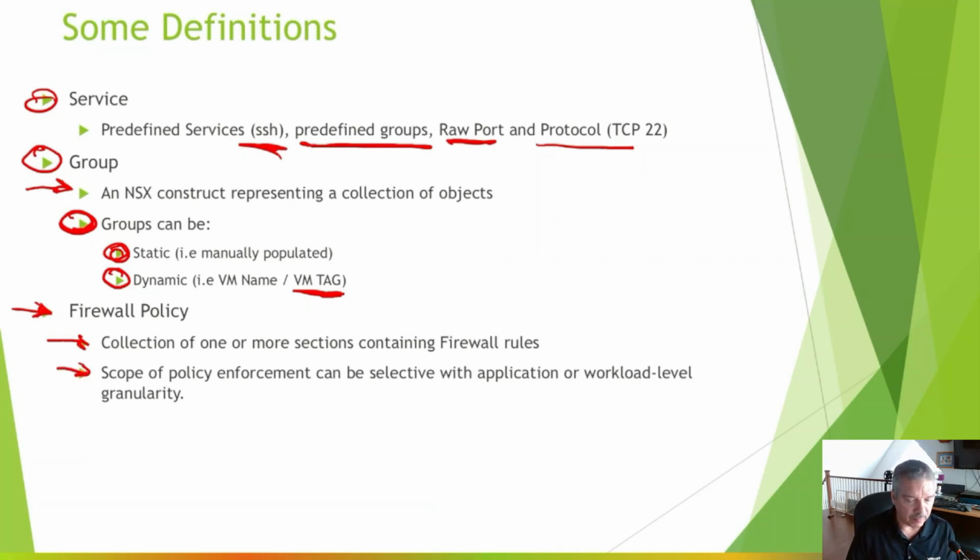The scope of a policy enforcement can be selective, with application or workload level granularity. What are they talking about there? I could create a policy that's protecting a bunch of VMs, but I could also be specific about only applying it to these particular ones. And I'll show you that in the demo, okay? All right, so just a couple of definitions there.